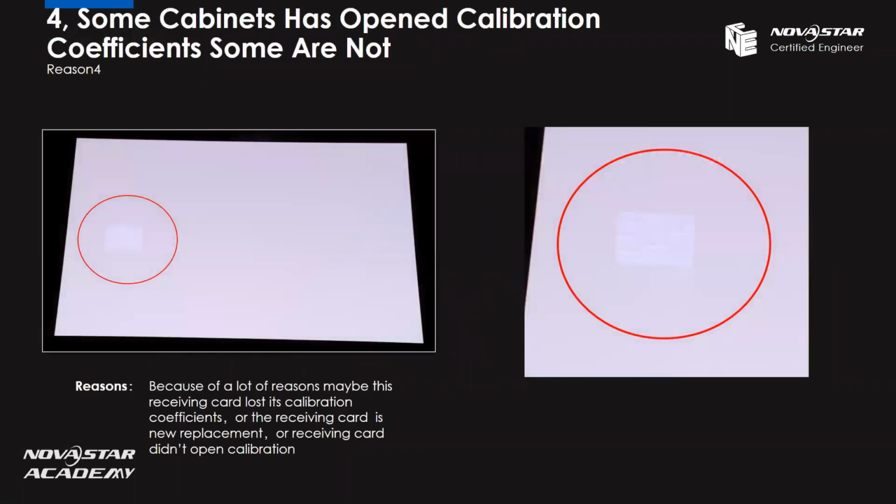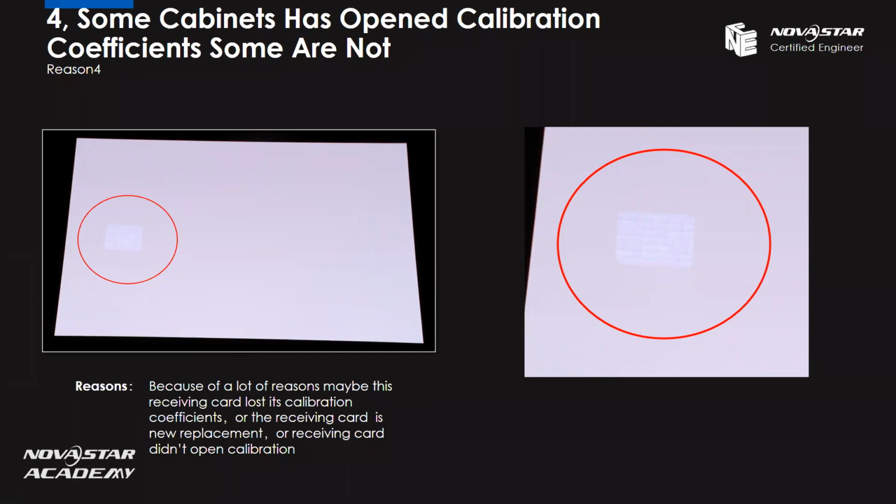Okay, now let's go on. For possible reason 4, some cabinets had open calibration coefficient, some are not. Do you still remember that the calibration coefficient is saved into the receiving card, right? For this problem, as this picture shows, it could be that some of the cabinets enable calibration effect and some are not. Actually, for cabinet different brightness, a lot of reasons will cause this problem.